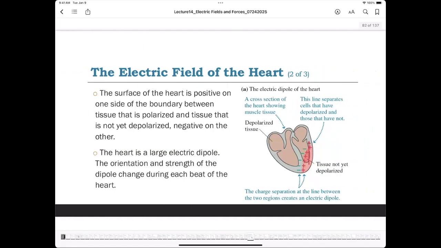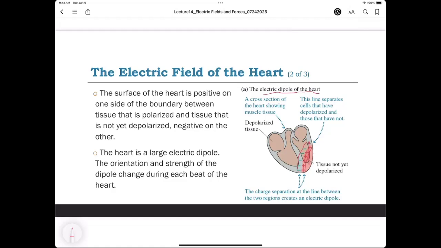The surface of the heart is positive on one side of the boundary between tissue that is polarized and tissue that is not yet depolarized, and negative on the other. You can see here there is a positive side and a negative side. And the heart is a large electric dipole. The orientation and strength of the dipole change during each beat of the heart. This image is the electrical dipole of the heart.